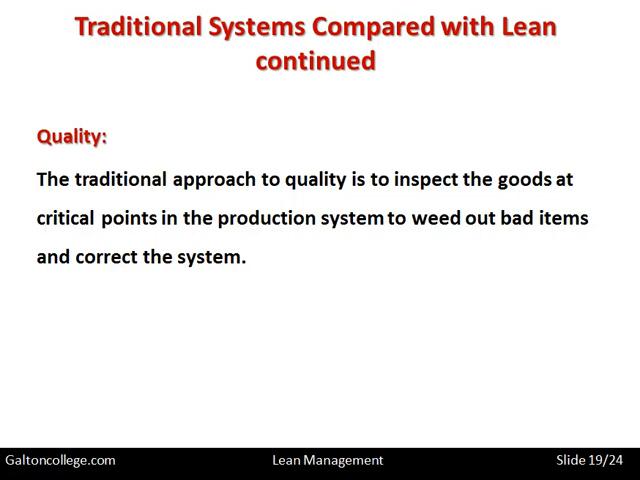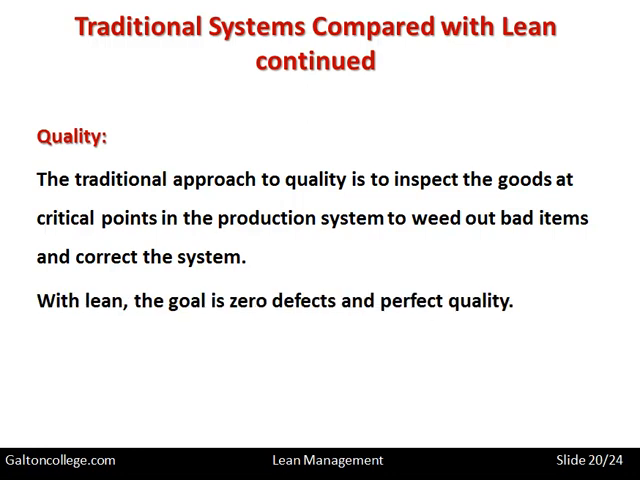The quality of the goods received is checked by the stores. The goods are put into the stores. When they're taken out, the quality is checked, and they go through the production system. They're checked at various points in the production system, and at the very end, a sample of them may be checked again to see if the quality is right. Traditional approach to quality.